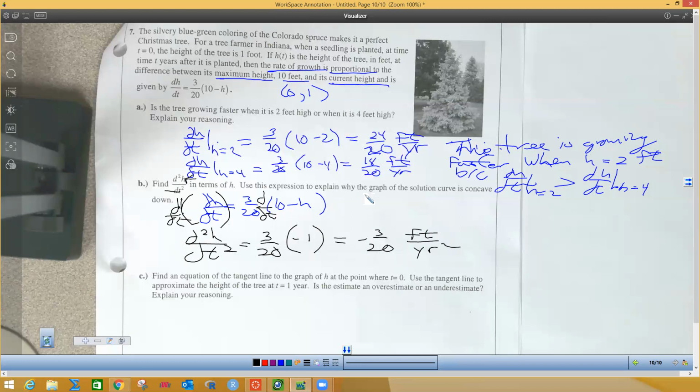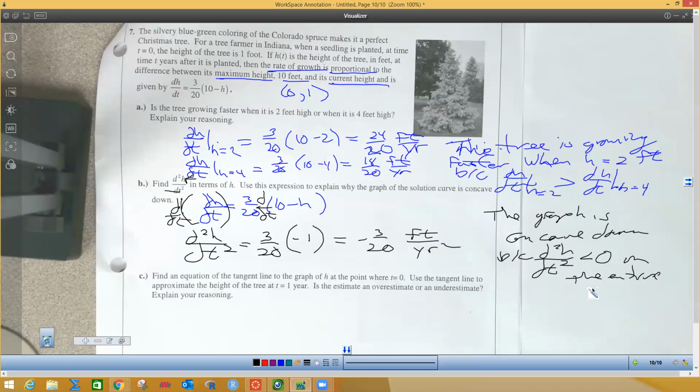Okay, so then it says, use this expression to explain why the graph of the solution is concave down. The graph is concave down. Why? The second derivative is less than 0 in the entire domain of the function. Over the entire domain, however you want to say it, it's negative 3/20 the entire time. So that's concave down. If the second derivative is negative, concave down. If the second derivative is positive, concave up.